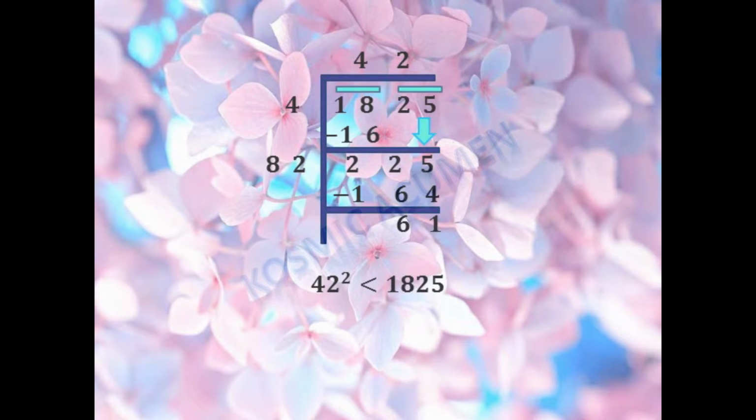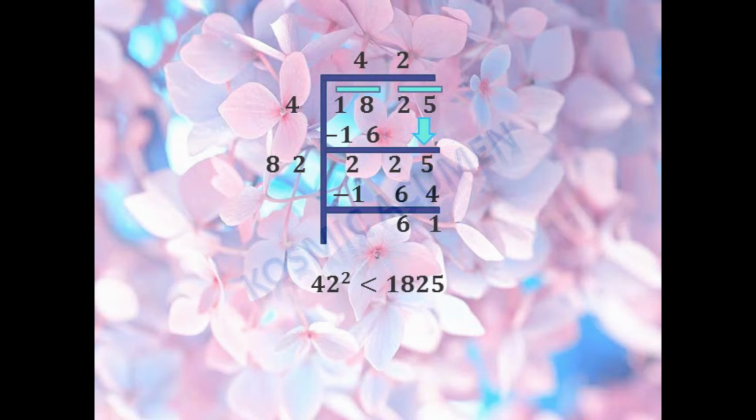1825. I place bars like this. I see 4 multiplied by 4 will give me 16. I subtract and I get 2. I bring 2 5 down and I have a number 225. I'm adding 4 and 4 to get 8. Now I see that 82 multiplied by 2 will give me 164. And when I subtract 164 from 225, I have 61.